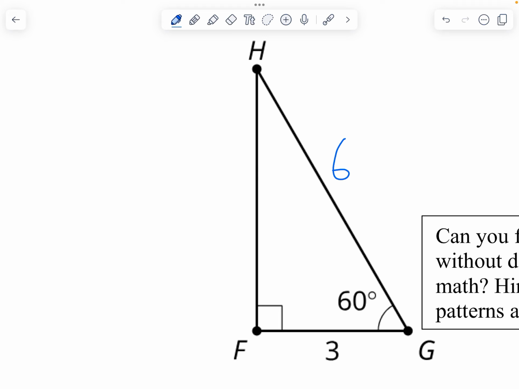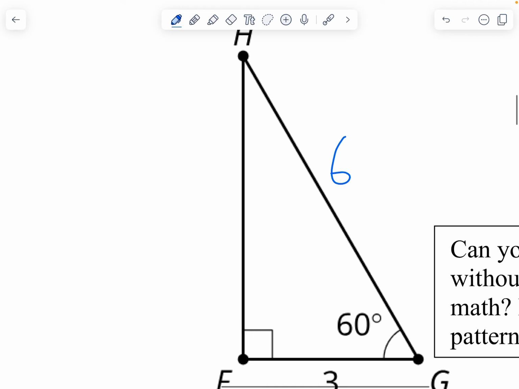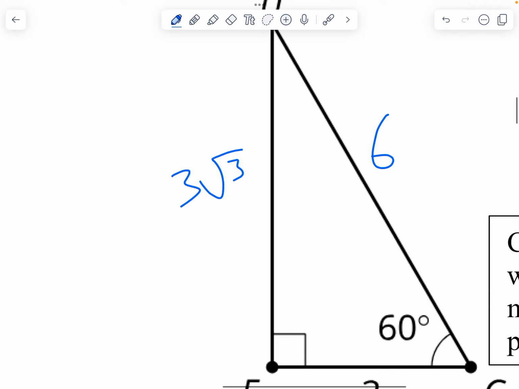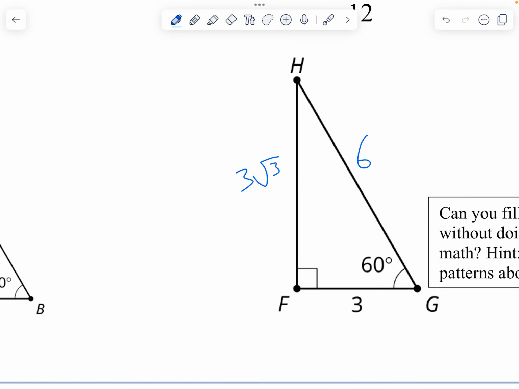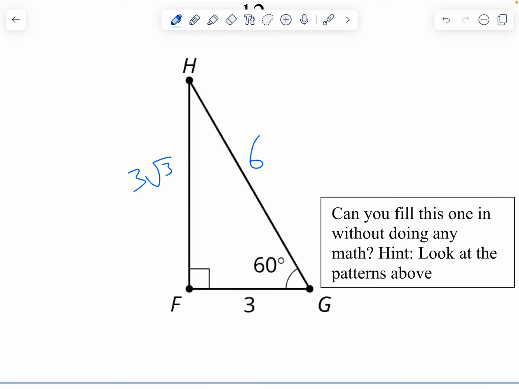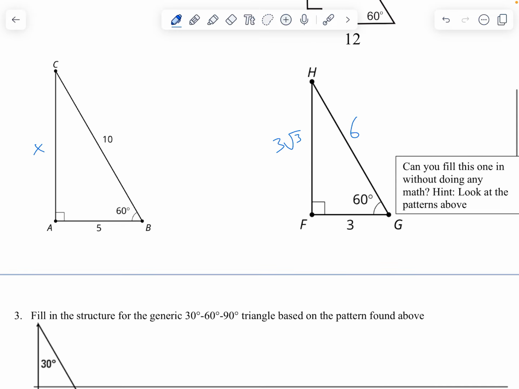The other thing that you should have noticed is that we were constantly getting radical 3 over here. All right, and specifically, the number in front of the radical was whatever that number was. So we've got 3 radical 3, 3, and 6. And if you know this pattern, just like with the half a square, you should be able to fill in the sides without needing to do any math, just based on the pattern, okay?